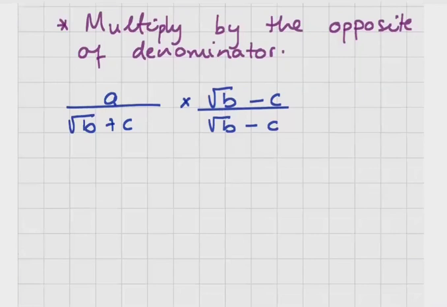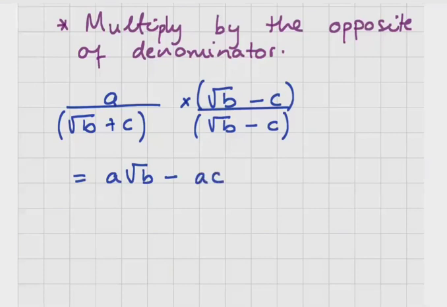So as usual, when you're multiplying a fraction by a fraction, the numerator multiplies with the numerator, the denominator multiplies with the denominator. But now because we have more than one term in the denominator, with terms multiplying with other terms, you might want to place some brackets for your multiplication. So I'm going to have some brackets right there, right there, and right there. So when I multiply in the numerator, this is going to be a multiplied by root b, that's a root b, minus a multiplied by c is going to be ac.